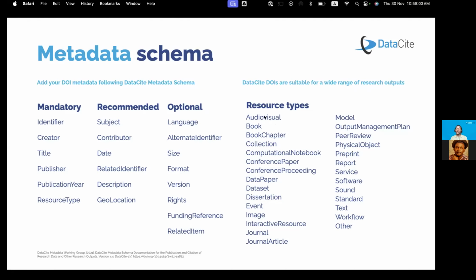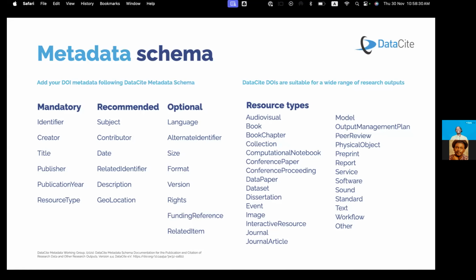That's where we have the audiovisual. You can pick the book chapter, collection, computational notebook, conference paper, conference proceedings, data paper, data set, dissertation. It's so much. You can see the list here. So it's not restricted to one kind of research output. It's so broad. You have journal article.